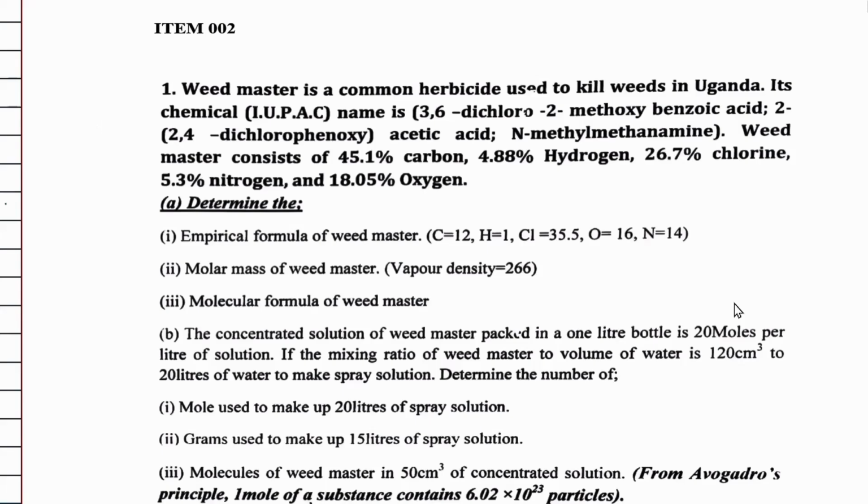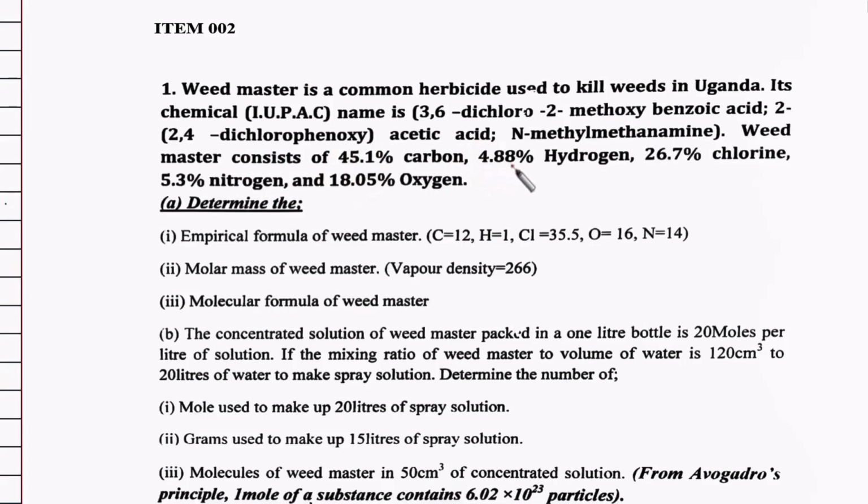Let us now dive in and start by reading the question. Weedmaster is a common herbicide used to kill weeds in Uganda. Its chemical name, in brackets IUPAC, the full name of this abbreviation is International Union of Pure and Applied Chemistry, is 3,6-dichloro-2-methoxybenzoic acid. Then this one is 2,4-dichlorophenoxyacetic acid. Then N-methylmethanamine.